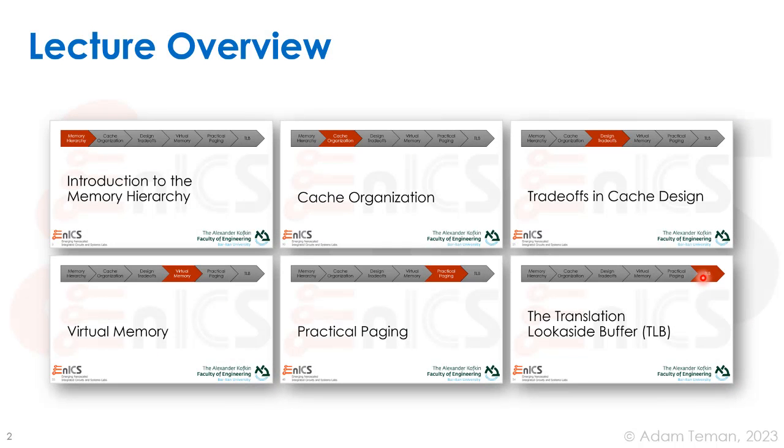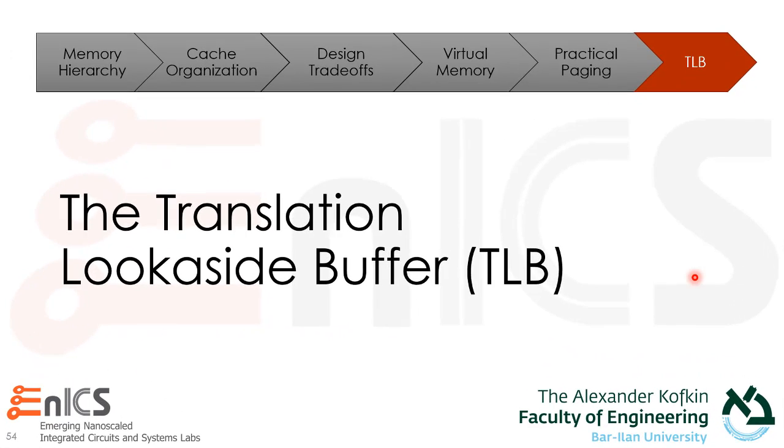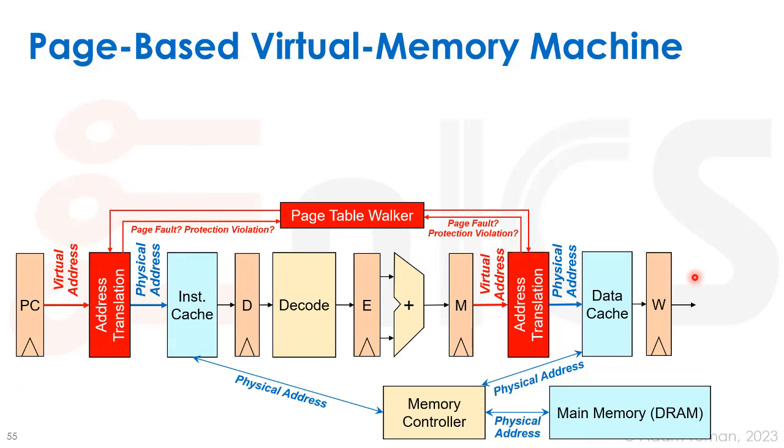Now that you know everything there is to know about virtual memory, let's go to the last part of our lecture, which is the translation Lookaside buffer. So what we arrived at is this machine that has address translation before the instruction cache, to turn virtual addresses into physical addresses, and again address translation to turn virtual addresses into physical addresses before the data cache, and we have page table walkers that can go and fetch that translation.